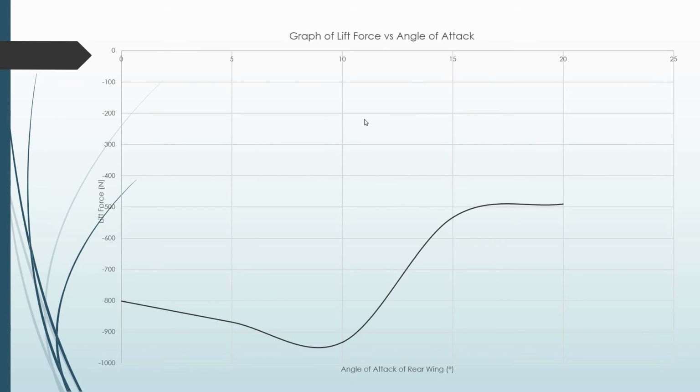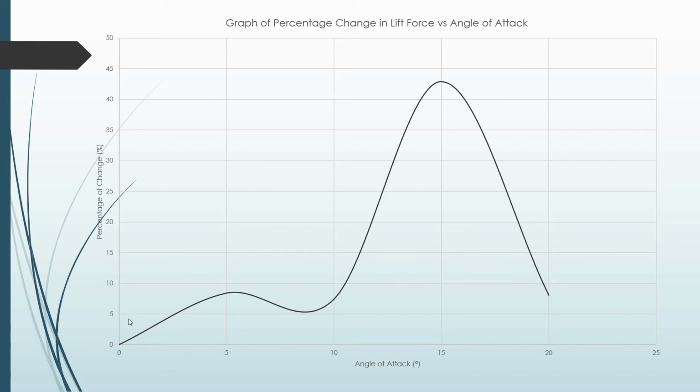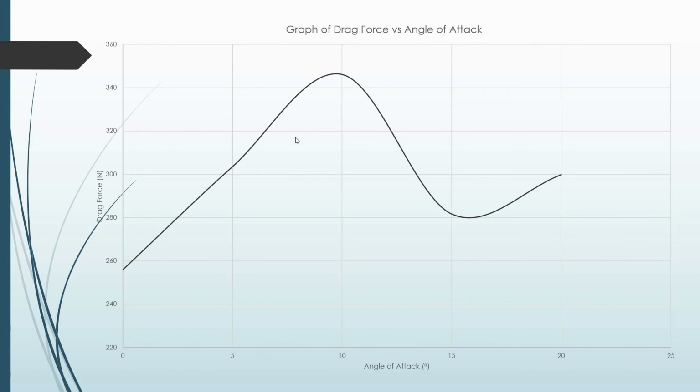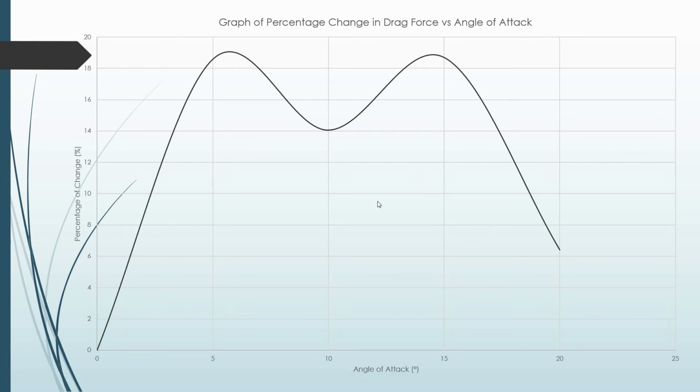So onwards, this is the graph that we have gotten after we do the calculations for it. This is the graph for lift force against angle of attack. As for this graph, it's a graph of percentage change in lift force against the angle of attack as it changes every time. This is the graph for drag force against the angle each time it changes. And finally, this graph is the percentage change in drag force against angle of attack.